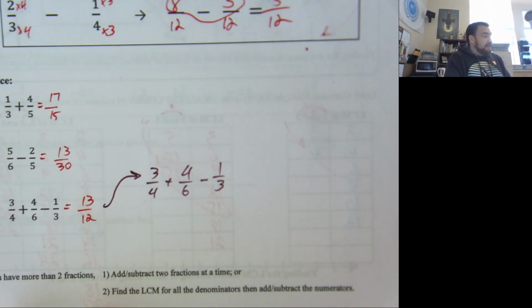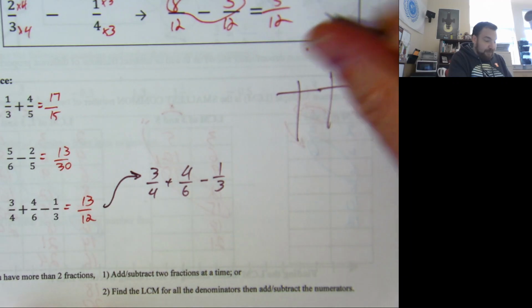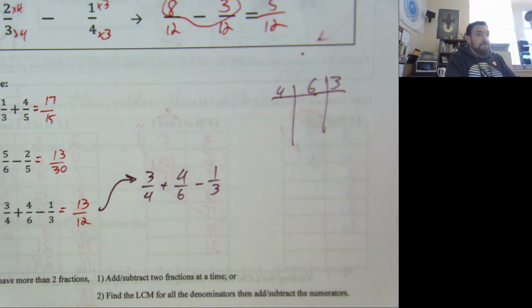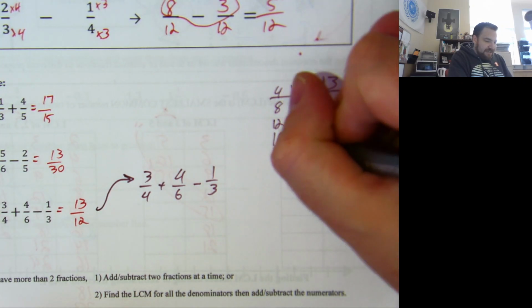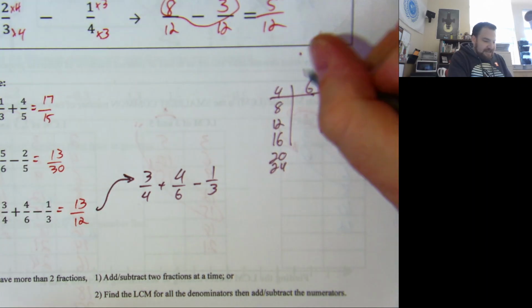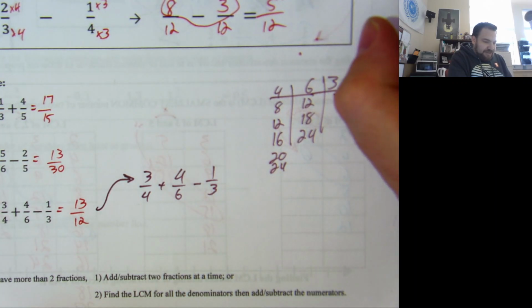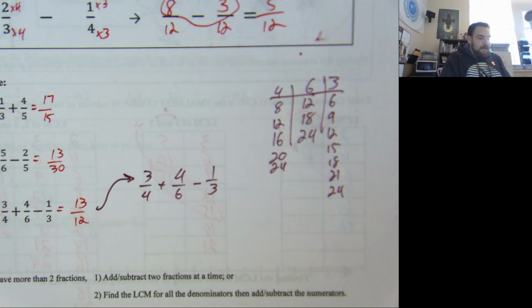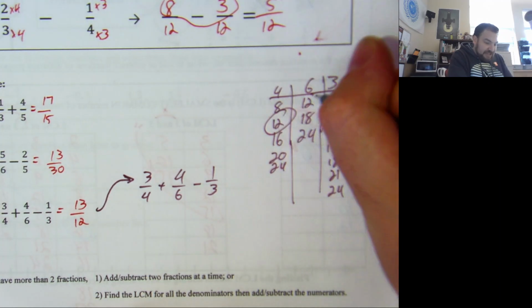What I would suggest is finding the lowest common multiple. I have a chart now with 3 numbers. I'm going to put 4, 6, and 3 in the chart, and I'm going to go up by each one. So it's going to be 4, 8, 12, 16, 20, 24. And 6 is going to go 6, 12, 18, 24. And 3 is going to go 3, 6, 9, 12, 15, 18, 21, 24. If you do this, you will see that the lowest common multiple of 4, 6, and 3 is in fact 12.